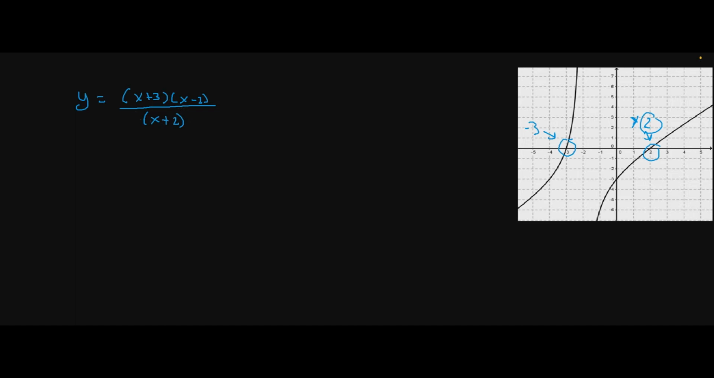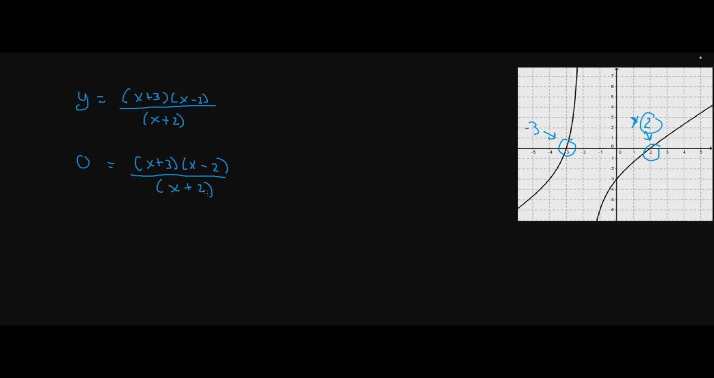Like before, if we want to find the x-intercepts of this rational function, we now have a polynomial on top divided by another polynomial. The basic principle is the same: our y value is still 0. So we set it equal to 0, and we get x plus 3 times x minus 2, all divided by x plus 2.